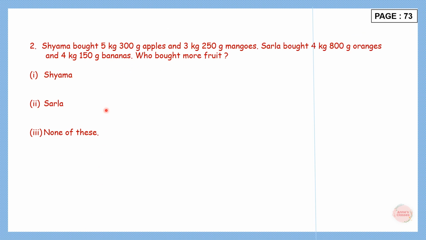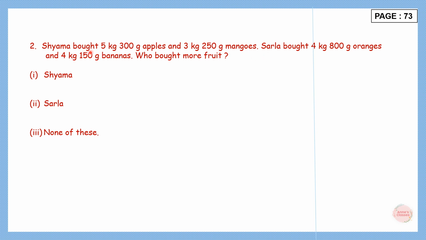Question 2. Shyama bought 5 kg 300 grams apples and 3 kg 250 grams mangoes. Now Sarla also bought these fruits. Now what does she buy? She bought 4 kg 800 grams oranges and 4 kg 150 gram bananas. Now who bought more fruit? So Shyama bought some fruit. Sarla also bought. Now who bought more fruit is the question.